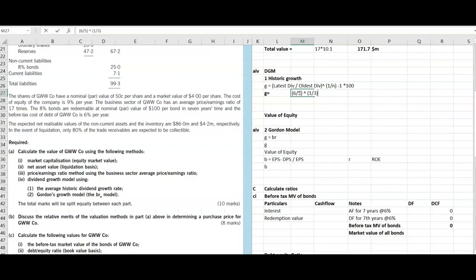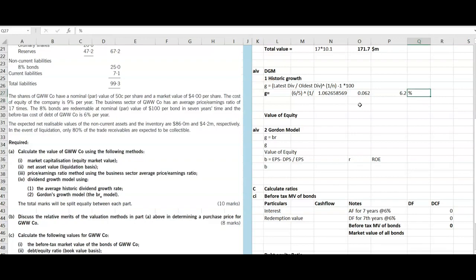Again close the bracket. First we'll find out this number. We got 1.06. From here we'll minus the 1. If we minus the 1, the answer will be 0.062. When you multiply this number by 100, you will get the percentage of growth. So the percentage is 6.2%.